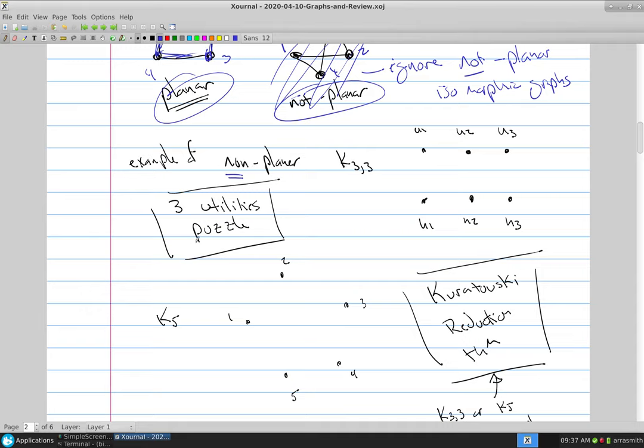And the famous example of this is the three utilities puzzle. The three utilities puzzle is you have three utilities and you have three homes. And you need to connect each utility to each house. And it's on a plane. So imagine if you're going to dig, that the trench you dig goes infinitely deep, right? So if I dig this direction, I'm going to cut through those utilities.